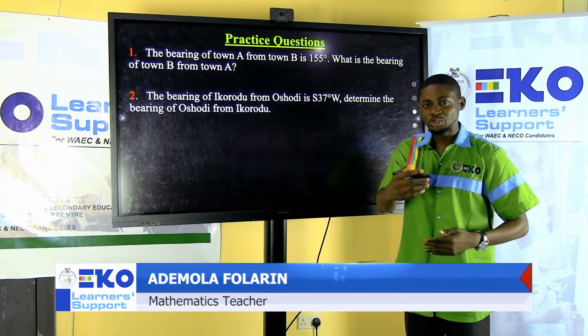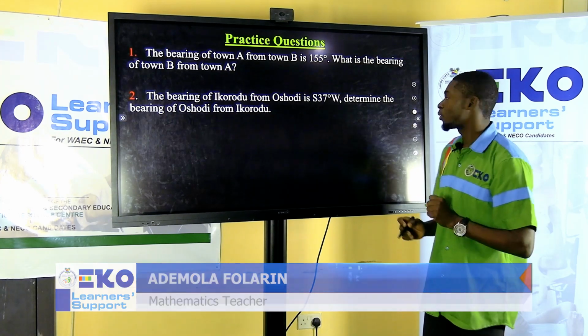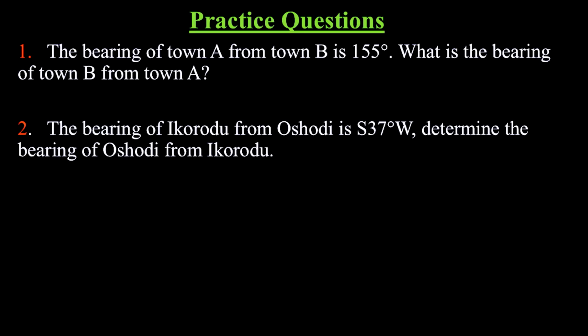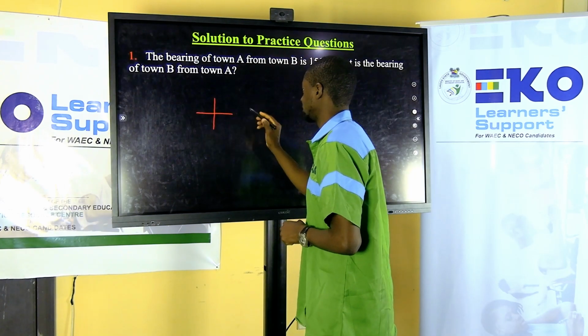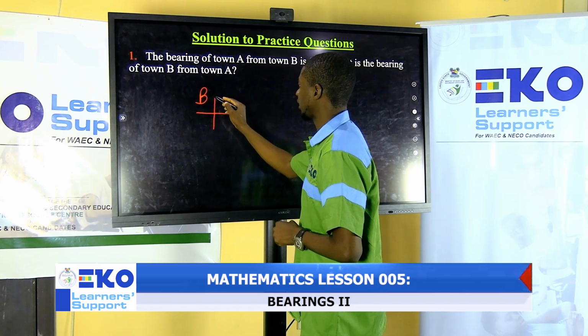Now it is time for us to solve it together. Practice question, question number 1. Solution to the practice question. The bearing of town A from town B. So our reference point will be town B because that is where it's starting from. So if this is our town B, let's take note of that as town B. Remember the North Pole.